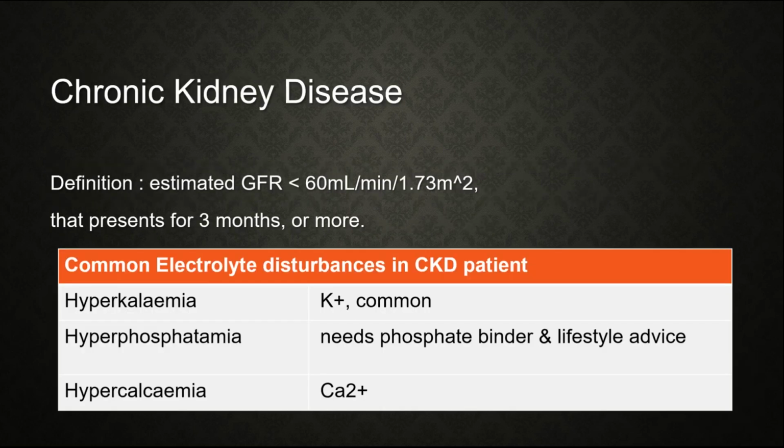Chronic kidney disease is defined as an estimated GFR under 60 milliliter that is present for 3 months or more. The common electrolyte disturbances in CKD patients include hyperkalemia, hyperphosphatemia, and hypercalcemia.